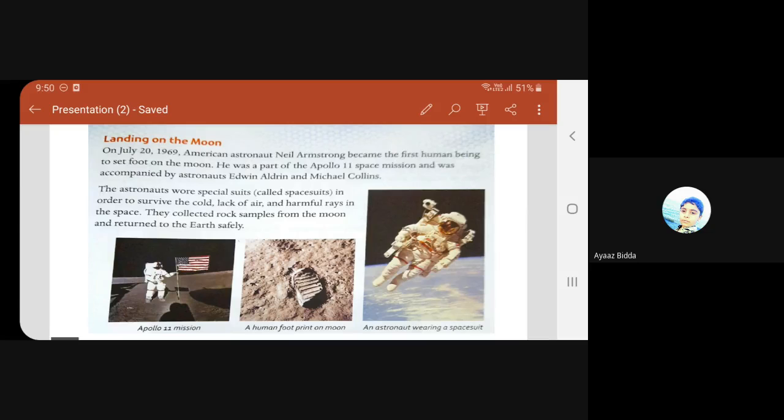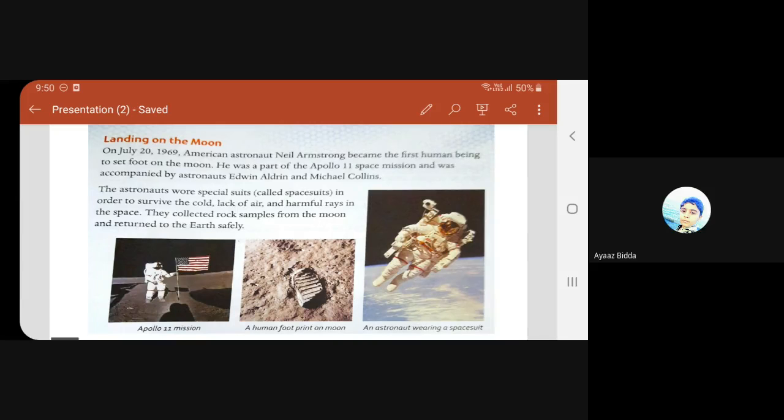Now see, these are very interesting facts. Here are the names of the people who were the first to reach the moon. On the month of July, the date is 20, month is July, and the year is 1969. American astronaut Neil Armstrong was the very first person who put his foot on the moon. Not only he reached there, but two other people also accompanied him. The names are Edwin Aldrin and Michael Collins. Now, the name of the mission is the Apollo 11 mission. What is the name of the mission? Apollo 11.